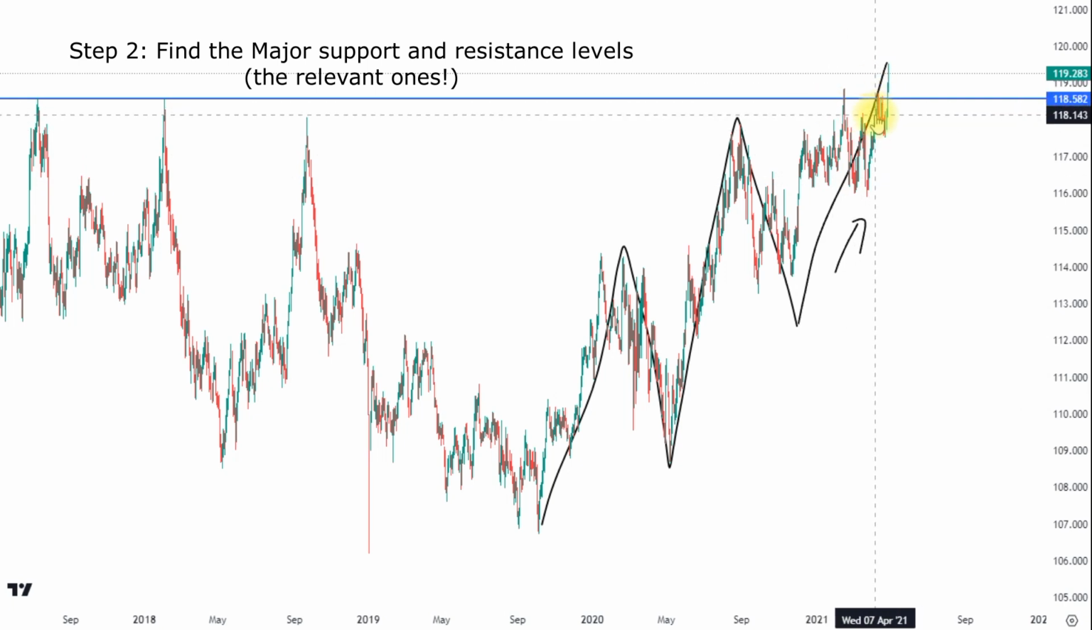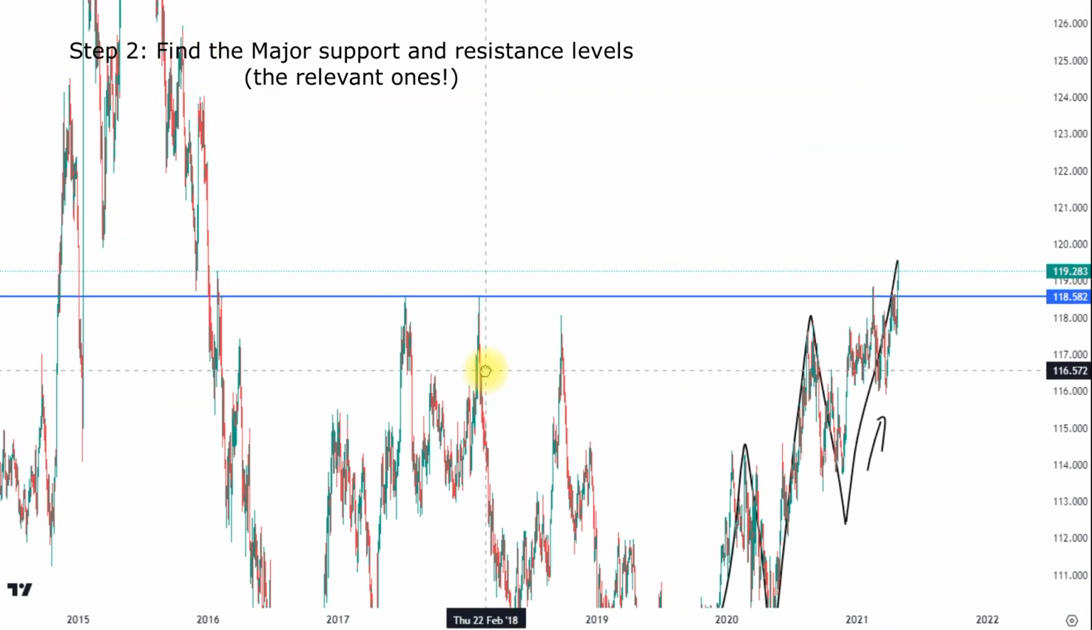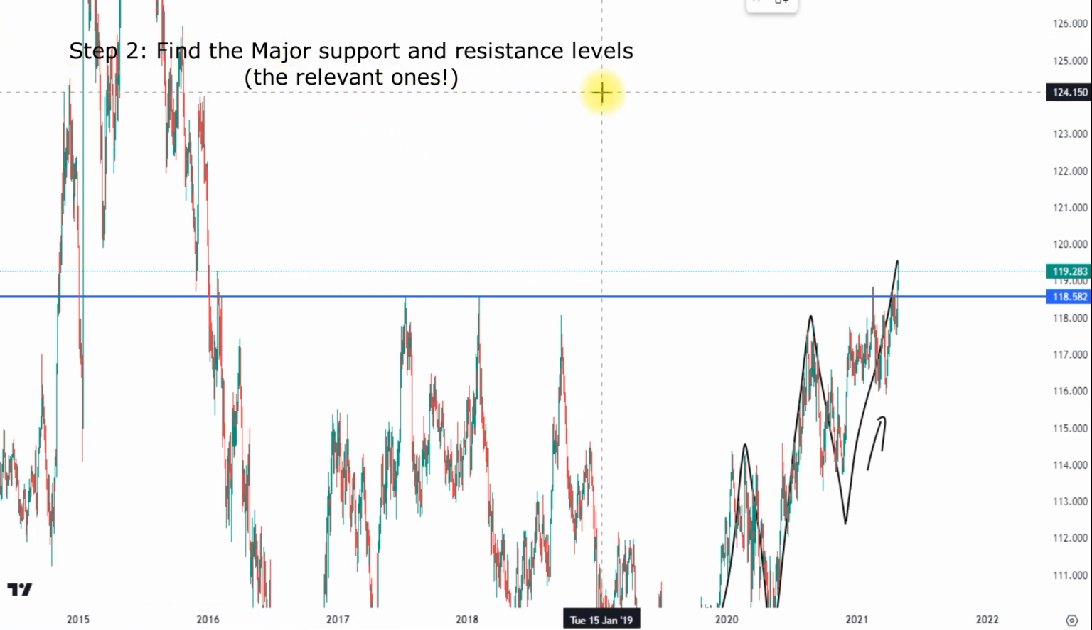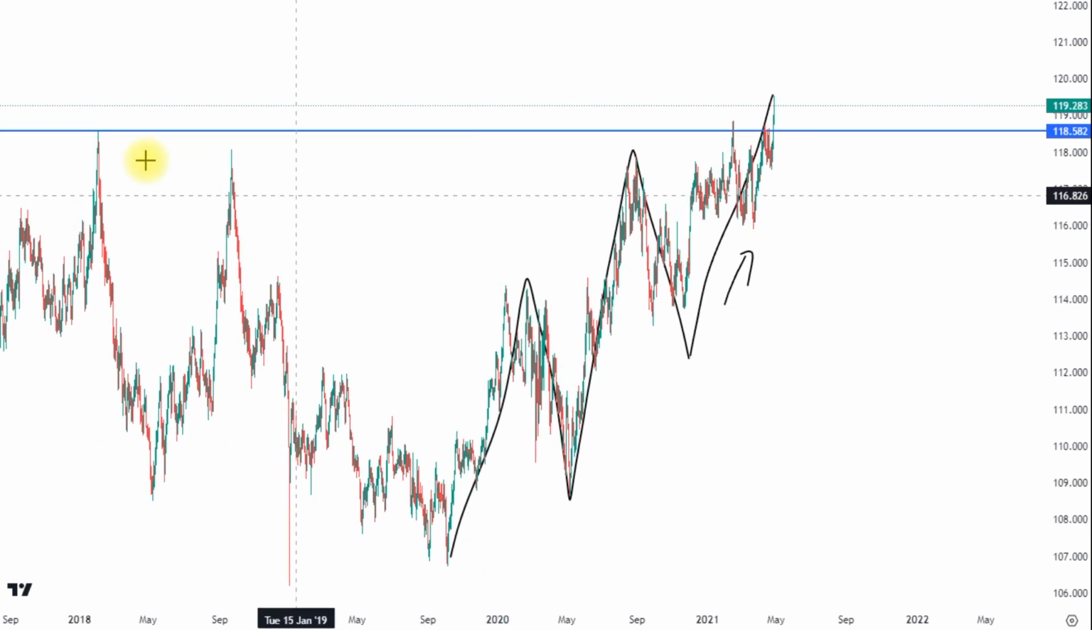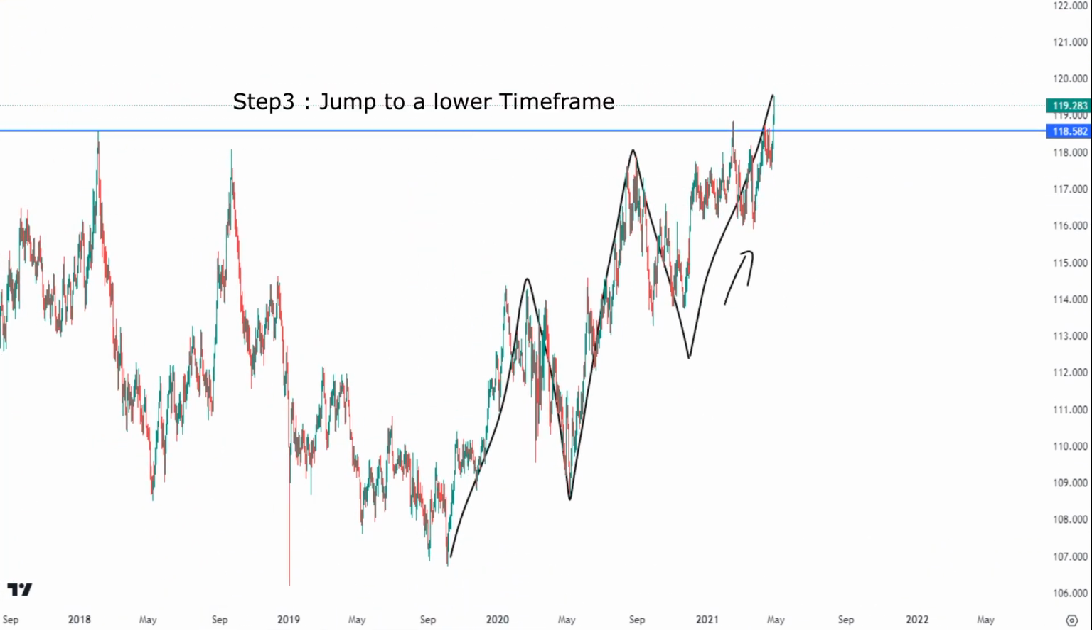So we see here the market has touched it, made it not through the first time, then second time tried and then broke through at this point. Since there are not any major support and resistance areas to look for before we get up here, that's it for now on this time frame. So let's jump a time frame lower and look for an entry there.